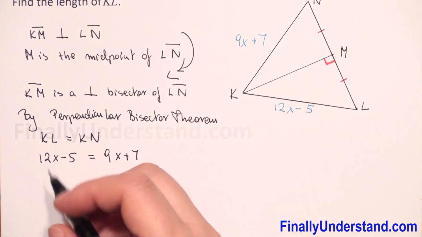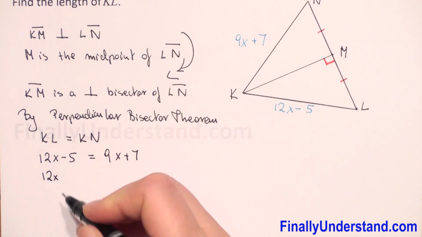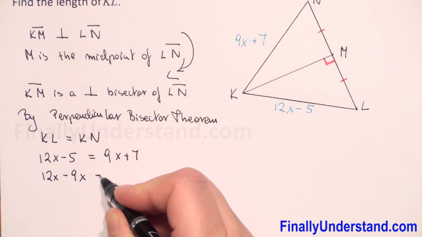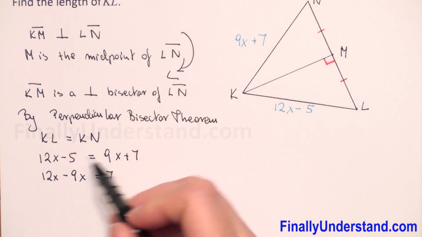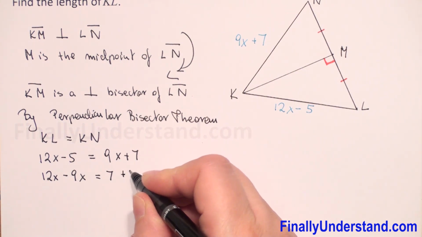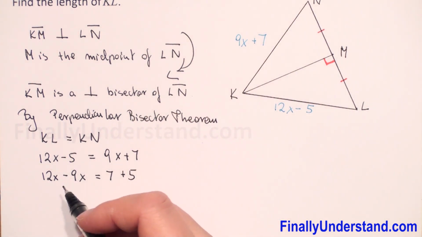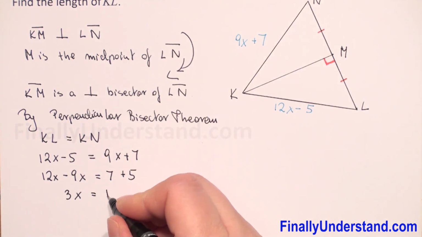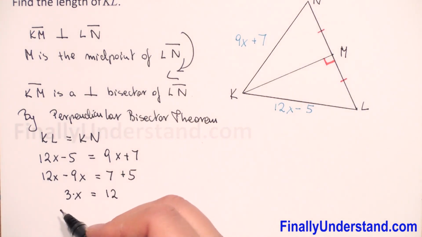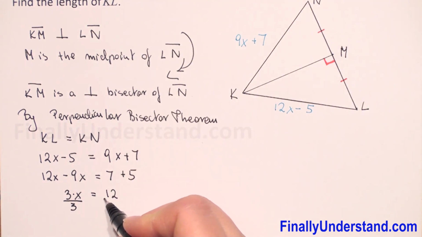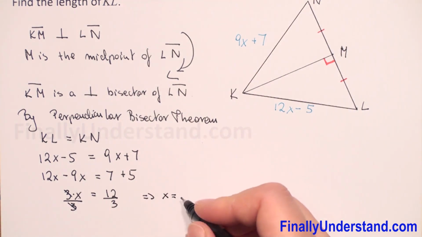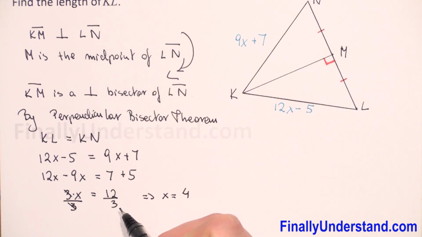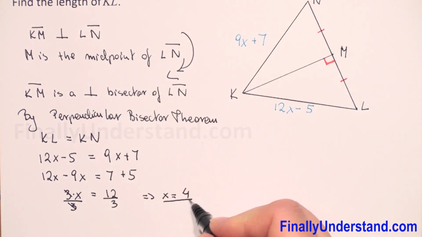I will move 9x to the left side, so it will be 12x minus 9x is equal to 7, and now negative 5 we will move to the right side, so it will be plus 5. 12x minus 9x is 3x is equal to 7 plus 5 is 12, because we have multiplication on the left side, so I will divide both sides by 3 to get x. So 3 and 3 we can reduce, and we have that x is equal to 4, because 12 divided by 3 is 4. So we have the unknown x.